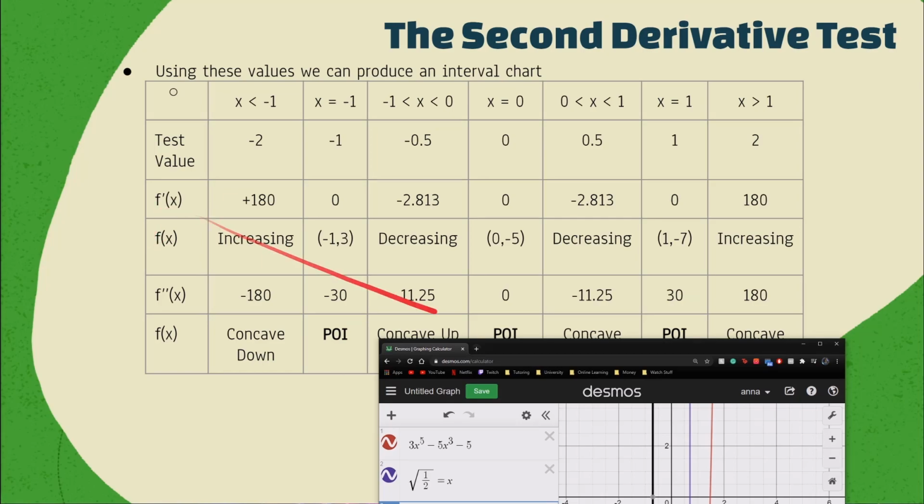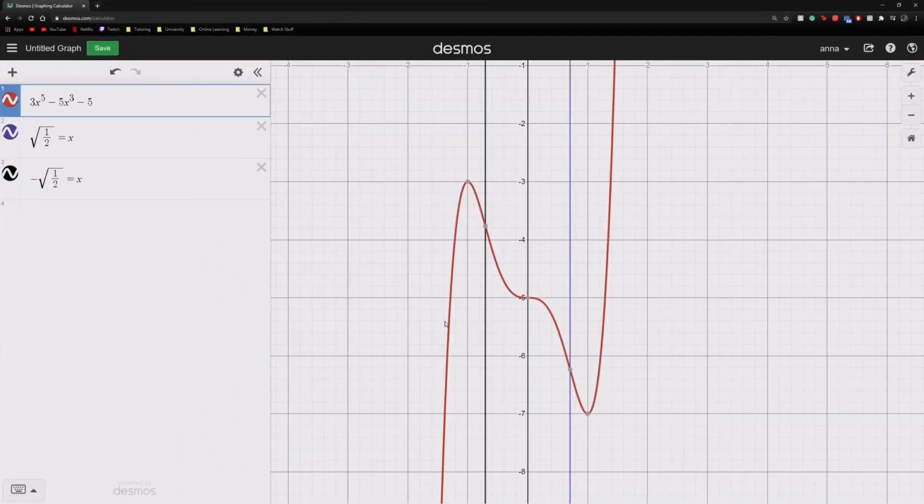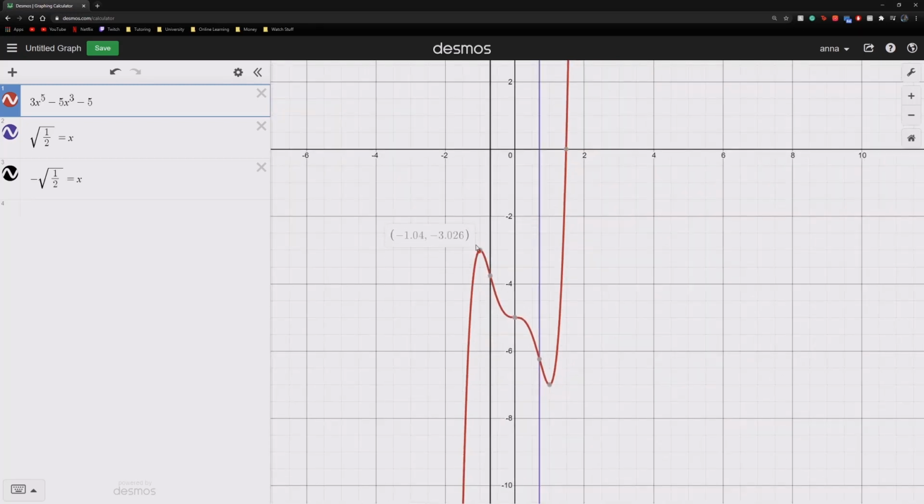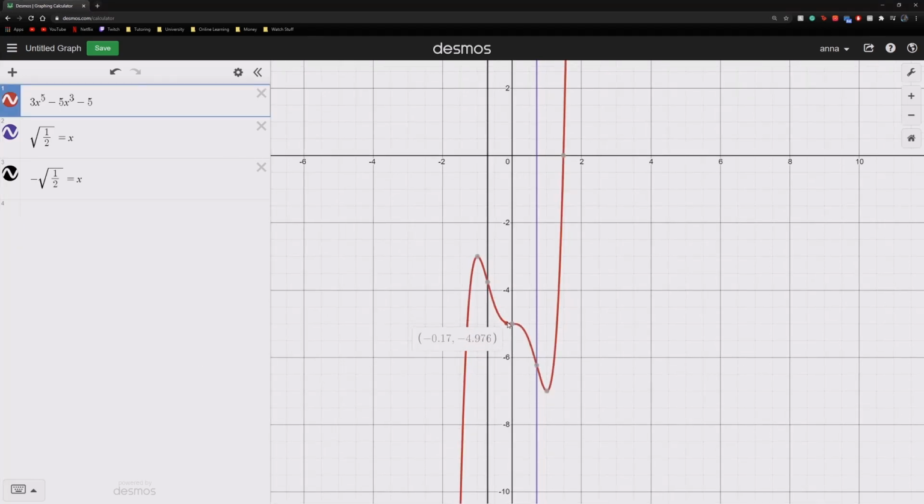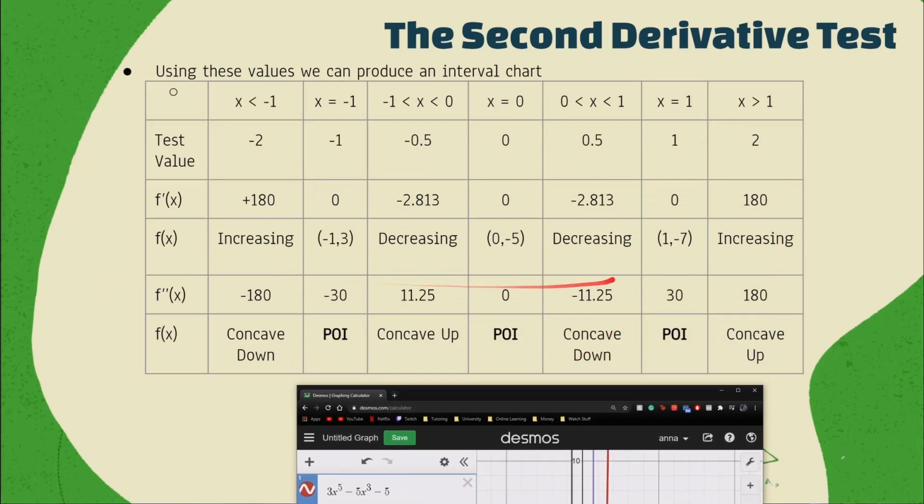For our f prime of x, we figured out that the function was increasing, which is true, right? It was increasing up until that point over there. Then it started decreasing all the way until it reached the 0, and then it continued decreasing, right? It looks like it was about to flip, but if you continue looking at the slope, it continued to decrease up until -7. Now from -7, we actually started increasing once again, which satisfies our findings here as well.